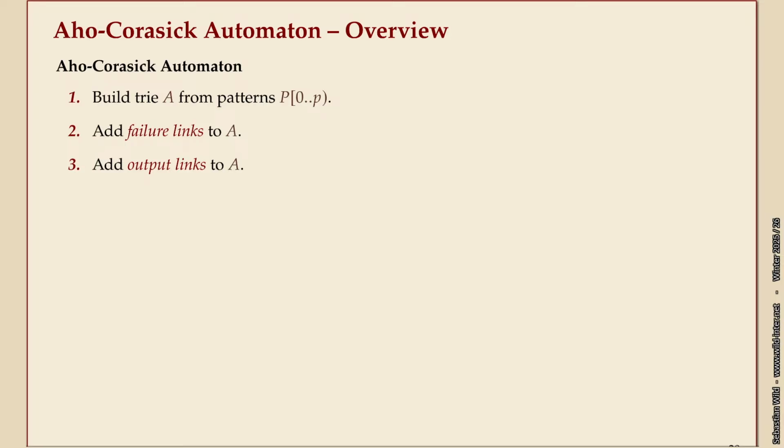The bird's eye overview of the Aho-Corasick algorithm is as follows. Maybe let me contrast it with what we did in Knuth-Morris-Pratt. You could say we first built this chain automaton here with just the match edges. That was step one. And then step two was taking this and adding the failure links.